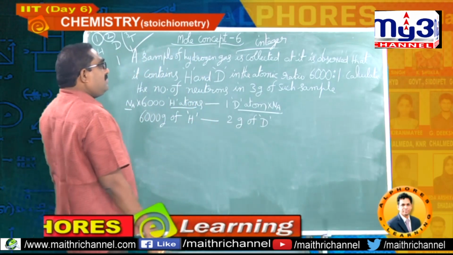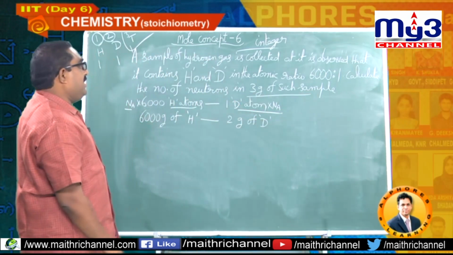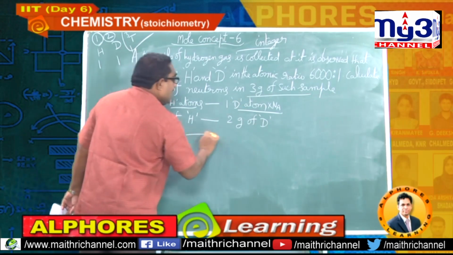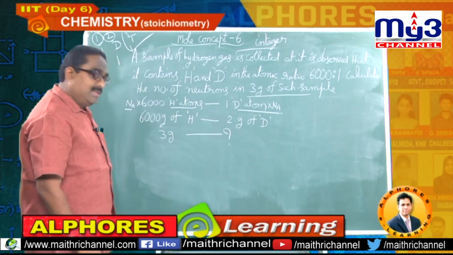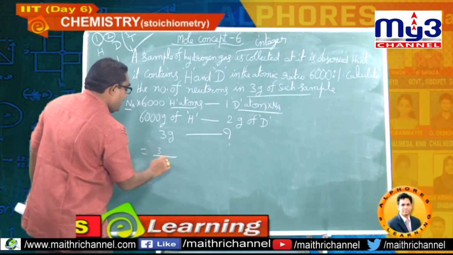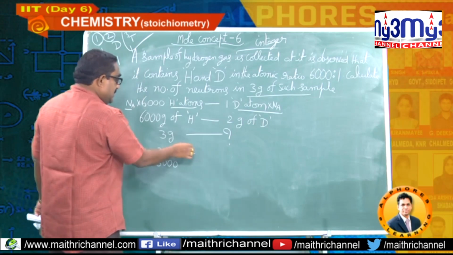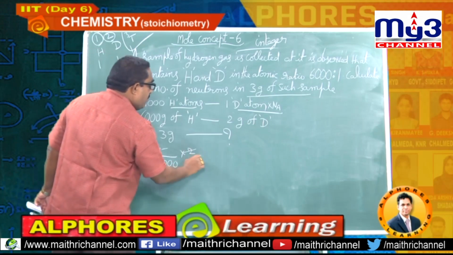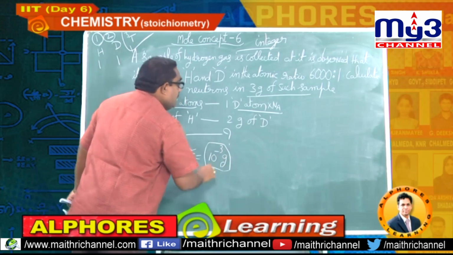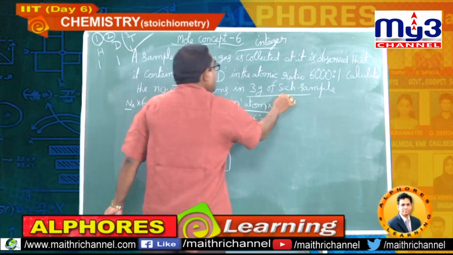Now, how much that sample weight he has given? 3 grams of such sample, right? So 3 grams of that sample contains how much weight of deuterium? First let me get the weight of deuterium, right? 3 by, note down students, 6000 into 2, this is 6 by 6000, 1 by 1000, that is 10 power minus 3 grams is the weight of deuterium. Okay.